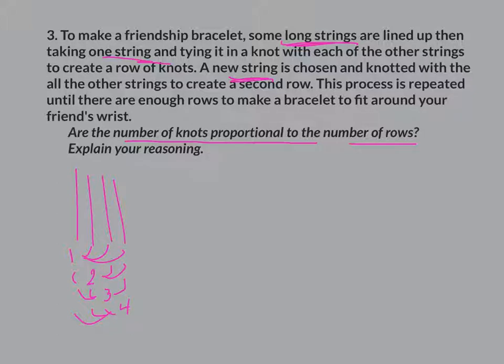And the answer to that, like if I look at this, how many knots are in this one? There's 1, 2, 3. The next one has 1, 2, 3. Next one is 1, 2, 3. So there's 3 knots in each one. So in this particular case, we're using a diagram to figure it out. So the answer is yes. It is proportional.